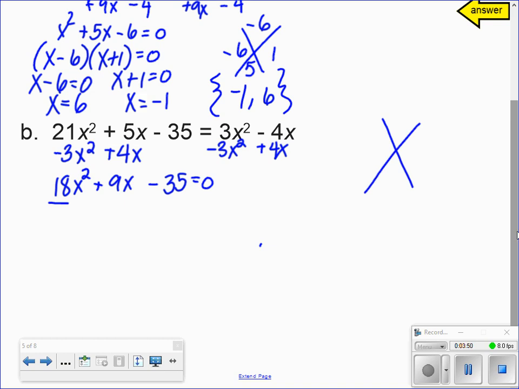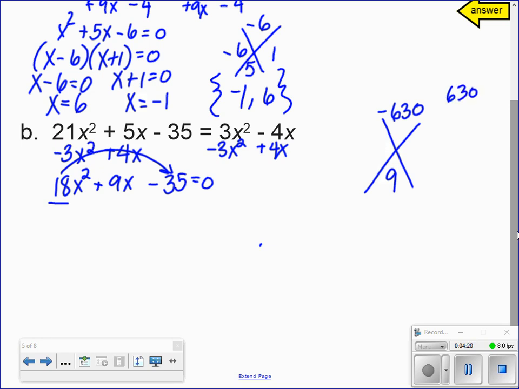MAC says multiply 18 to 35, multiply a and c. When I do that, I get 630. And because it's -35, that's going to give me -630. So I'm looking for the product of -630 and a sum of 9. I'm going to look for the factors of 630. Because it's negative, my factors, when they add, are really going to be subtracting. So I'm going to look for 2 numbers that subtract to give me 9.